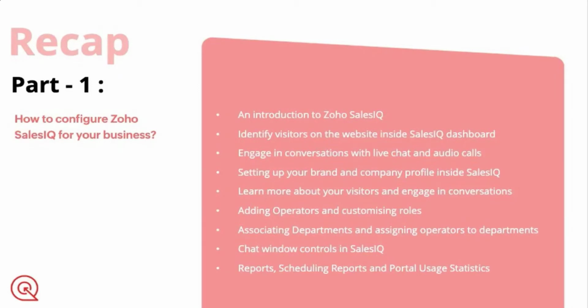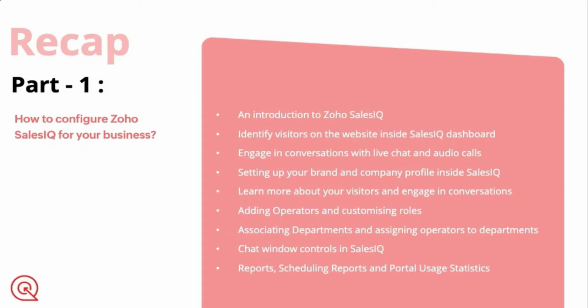And then we had also talked about learning about visitors and then engaging in conversations with them. Then about adding operators and customizing roles, associating departments to different operators, and then about chat window controls and how to view reports inside your Zoho Sales IQ dashboard.